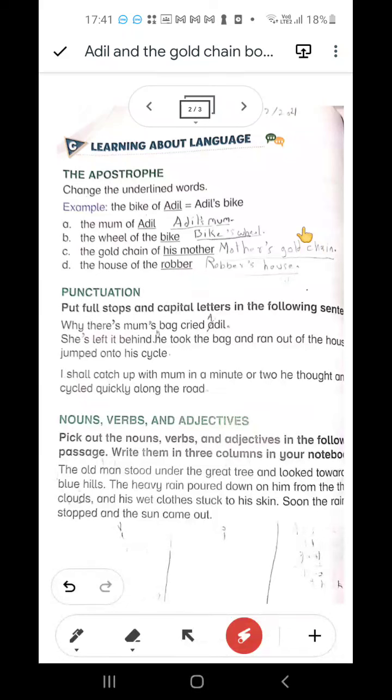You remember, maybe in Rumpelstiltskin we have done the apostrophe, and I told you that we use the apostrophe for multiple reasons. Here the reason is that the apostrophe is used for the sake of possession. It is showing possession. Possession means that something belongs to someone. The bike of Adil, the bike belongs to Adil. Adil's bike. So why do we use the apostrophe here? What is an apostrophe, by the way? You remember, this small comma. Okay, Adil's bike. Then the mom of Adil, obviously Adil's mom.